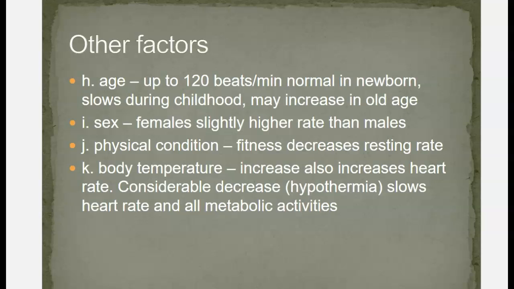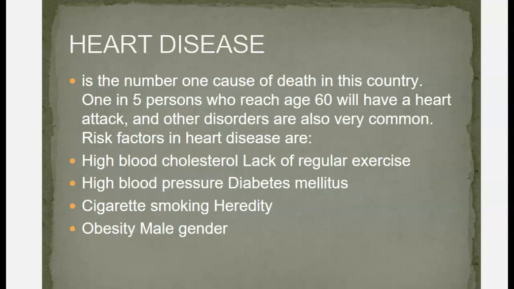Other things, how old are you? How young are you? Fetuses in the womb have 120 up, it seems to be. And then at birth, it's about 120. Then it slows down. Females have a little bit higher rate than males. Your physical conditioning: if when you were young and fit your resting heart rate was 65, and now you're old and fat and your resting heart rate might be 85. Age and physical conditioning. Your body temperature: cool you off, slow it down; warm you up, speed it up. So body temperature has a lot to do with it.